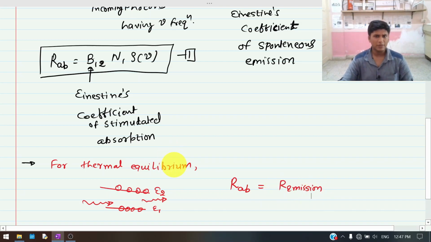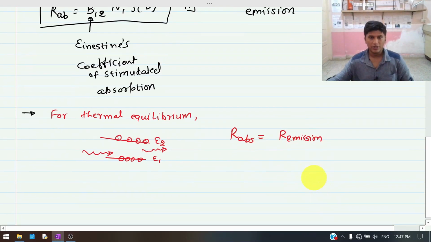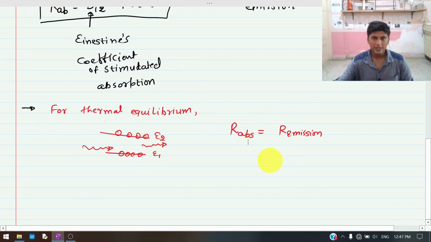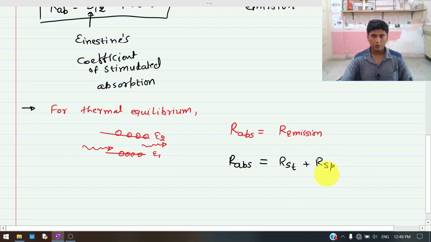That is why we call it equilibrium, right? The rate of absorption should be equal to the rate of emission. Now, immediately one question will come into your mind, that there are two kinds of emissions here. Which one should we take? The answer is both of them. So the rate of absorption is equal to the rate of spontaneous emission plus the rate of stimulated emission. SP is spontaneous, ST is stimulated, and this is the rate of absorption. In thermal equilibrium, these have to follow this relation.